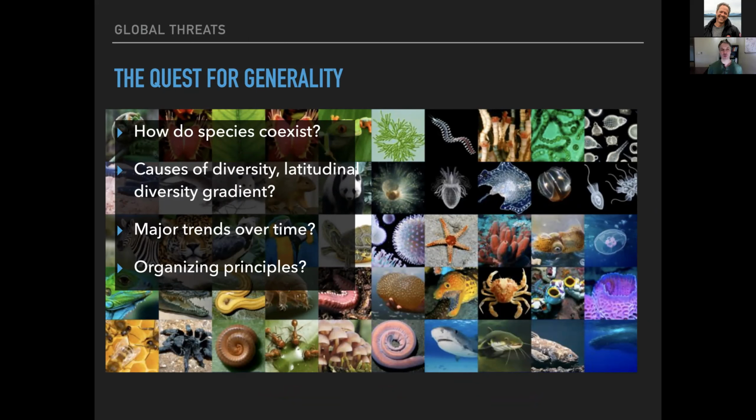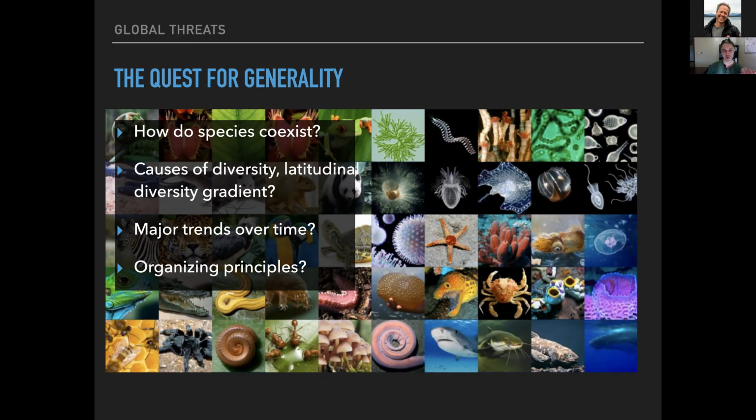For instance, we're still asking the question, how do species coexist? And what are the causes of diversity, such as the latitudinal diversity gradient? What are the major trends over time in organismal biology, and why are they occurring? Are there organizing principles to the way nature is constructed and occurs?